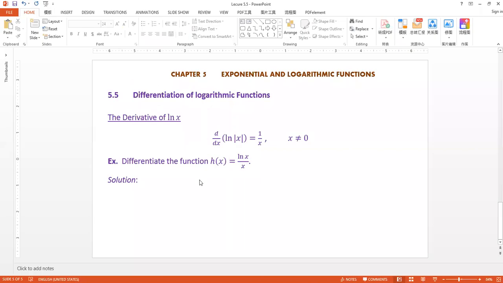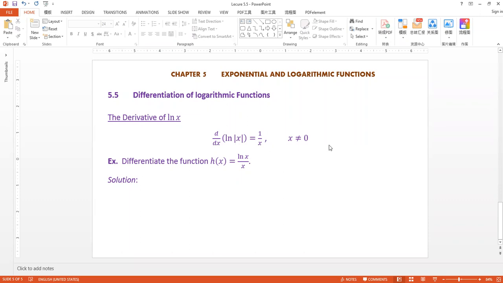I'm going to work through the first example of this section. So this section is about differentiation of logarithmic functions. The rule for the derivative of ln x, the natural log of absolute x, is that the derivative of the natural log of absolute x is 1 over x. So we require x not equal to 0. Of course, you cannot take the logarithm of 0.